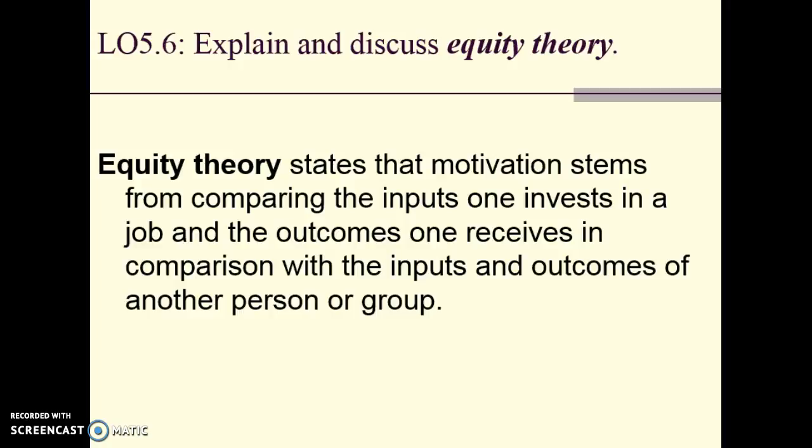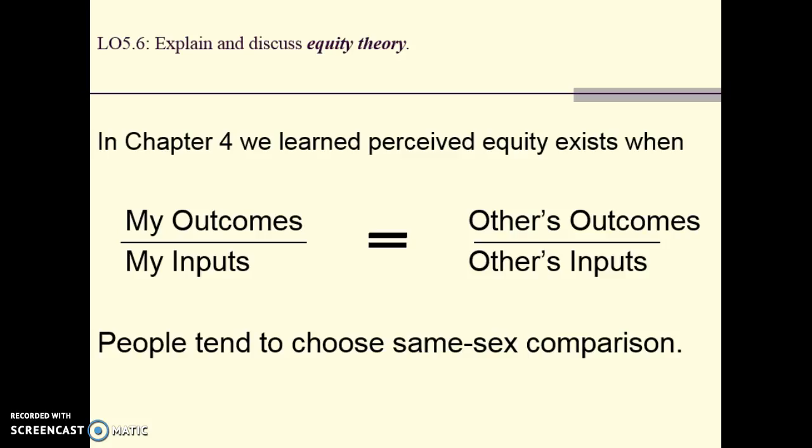Chapter 5, Part 2. Equity Theory states that motivation stems from comparing the inputs one invests in a job and the outcomes one receives in comparison with the inputs and outcomes of another person or group. In Chapter 4, we learned perceived equity exists when my outcomes over my inputs equal others' outcomes over others' inputs.